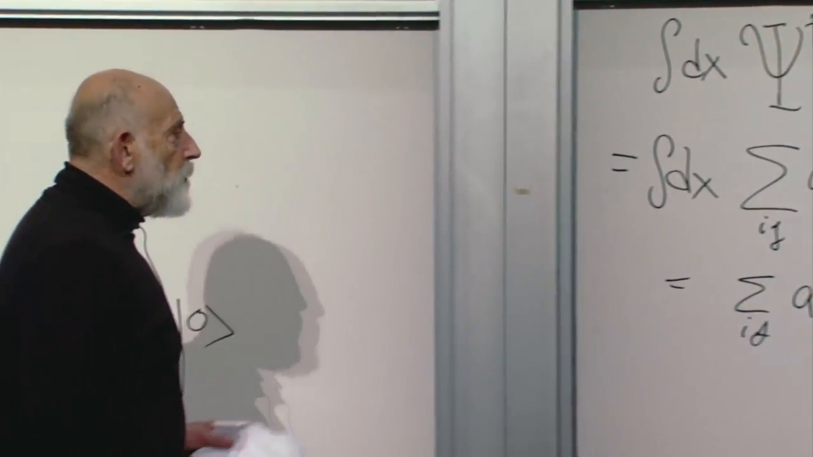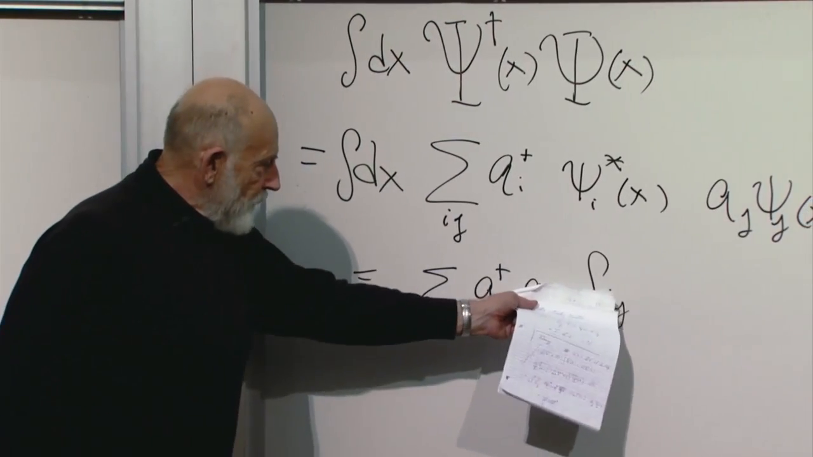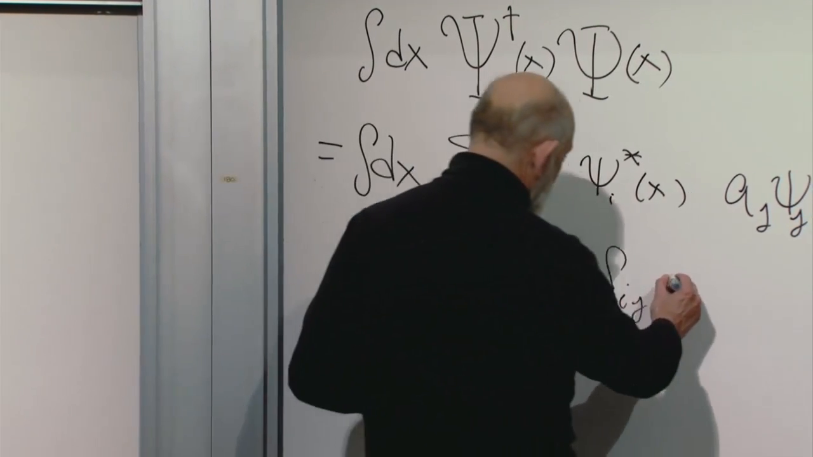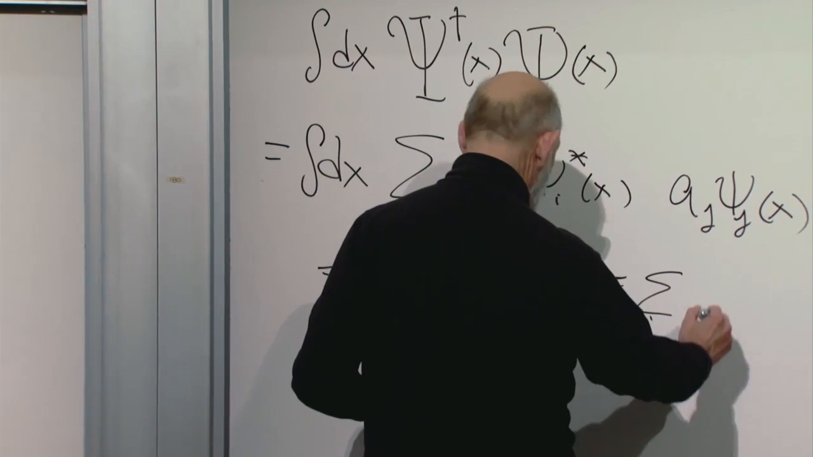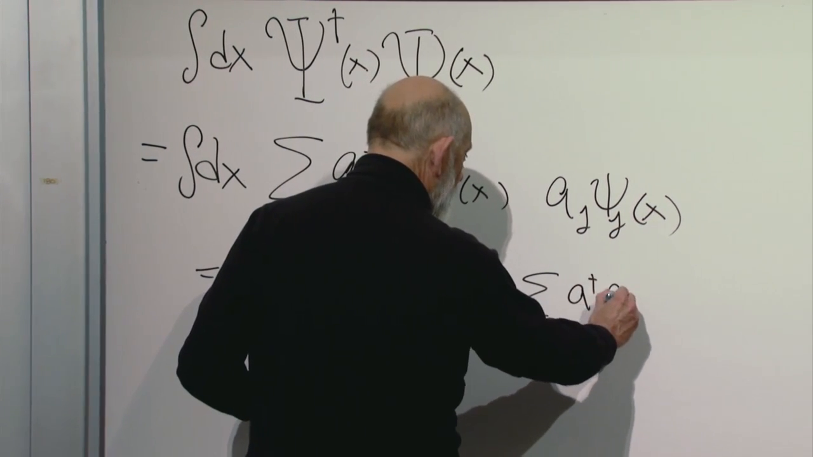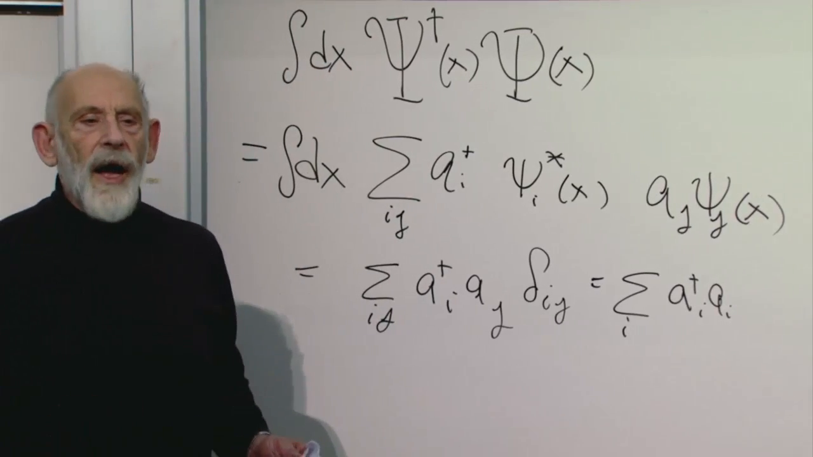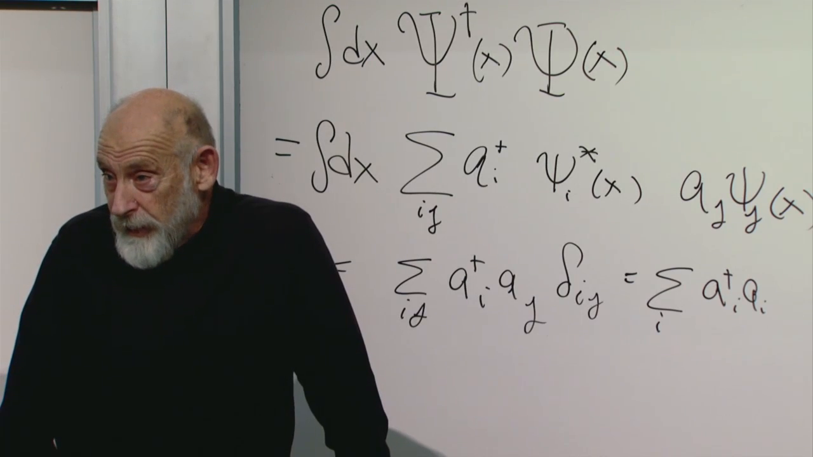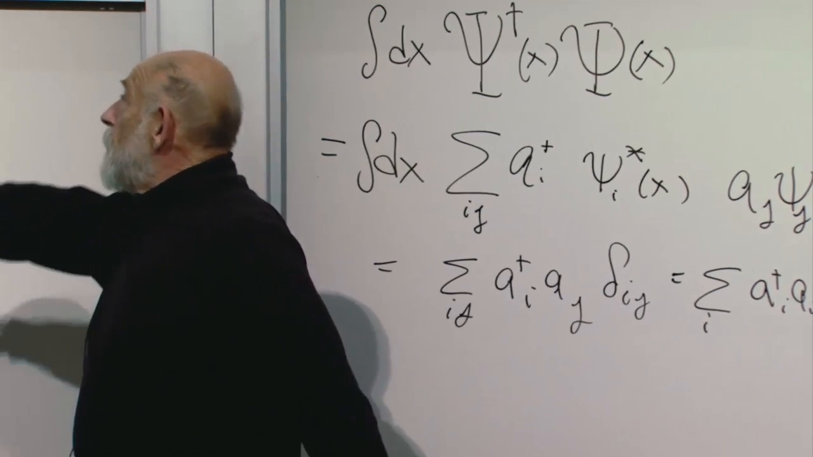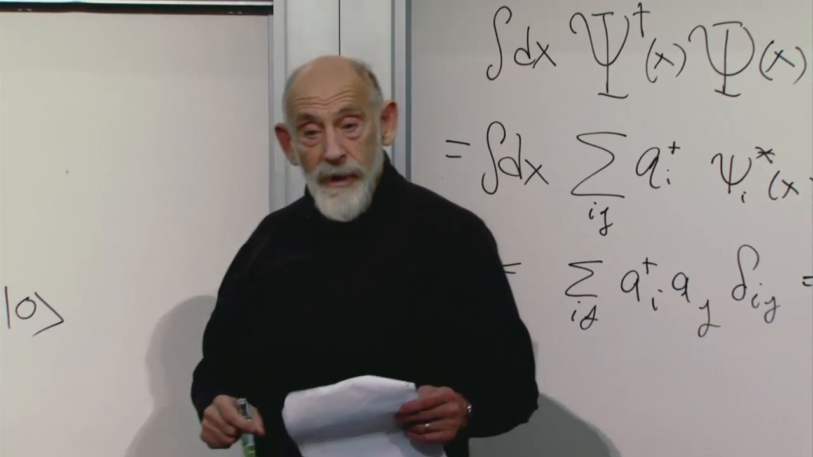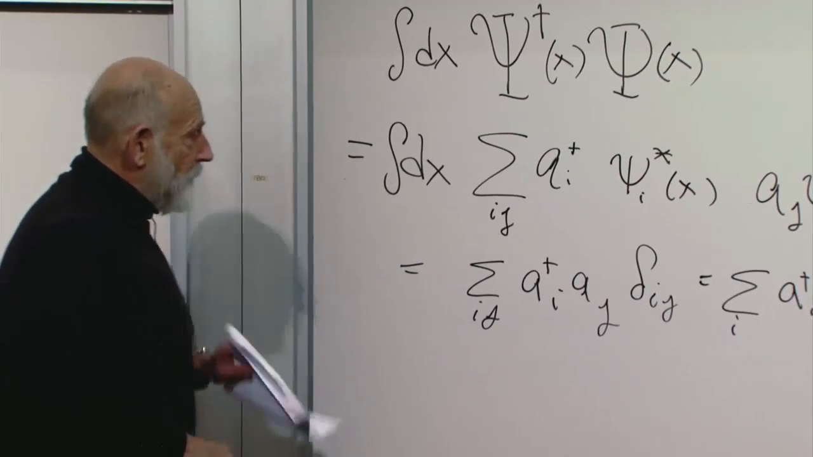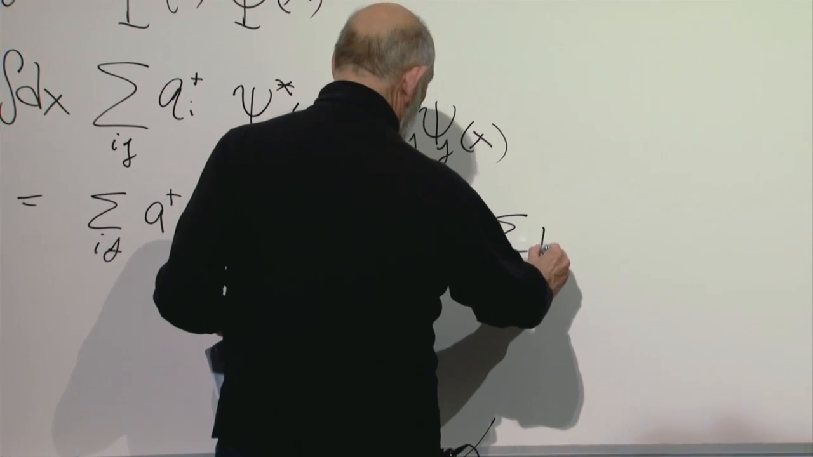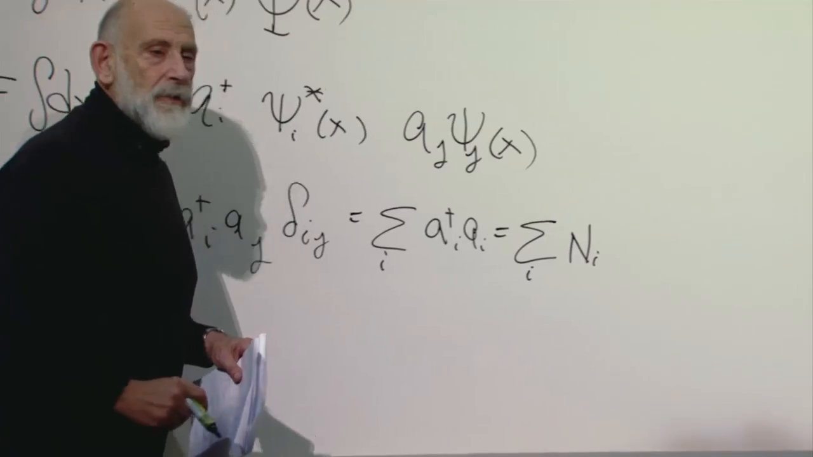In other words, we get a term for each i and j, except only when i and j are equal. And so this is equal to the sum over i of a dagger i, a_i. What is a dagger i times a_i for a harmonic oscillator? It's just a number operator, the thing whose eigenvalues are the n's, the little n's. This is the big N, so this can be written as the sum over i of the number operator for each one of these oscillators.